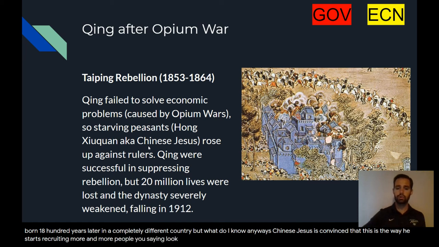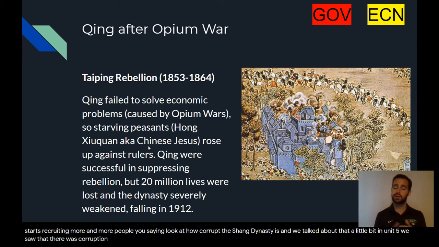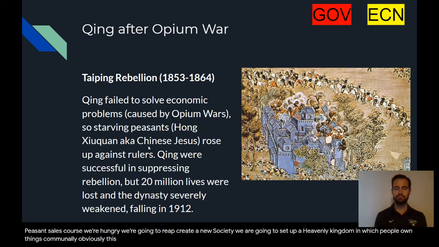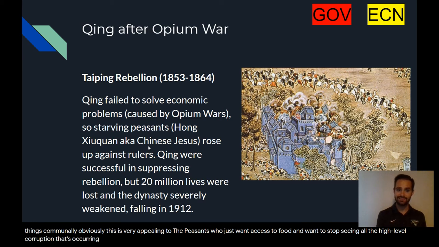He's saying, look at how corrupt the Qing dynasty is. And we talked about that a little bit in Unit 5. We saw that there was corruption, especially using the civil service exam. He says to the peasants, you guys are hungry, correct? And the peasants say, of course, we're hungry, we're starving, we're dying in the streets. He says, we're going to create a new society. We are going to set up a heavenly kingdom in which people own things communally. Obviously, this is very appealing to the peasants who just want access to food and want to stop seeing all the high level corruption that's occurring in the Qing dynasty.